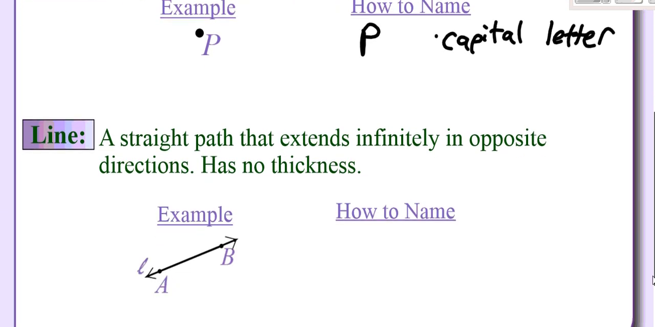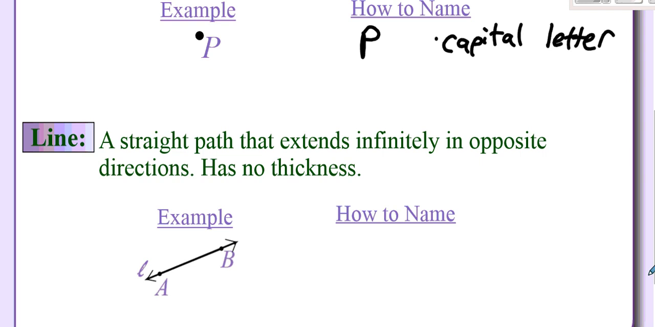A line is a straight path that extends infinitely in opposite directions. It has no thickness. So if you have 2 points, A and B, you can connect them with a straight line. And if it extends infinitely in both directions, that's why we put these arrows on it, that's a line. So you can name it AB using those 2 letters, and you put a little line symbol above it with the arrows on it, because it has arrows. Or you could actually do that in the other direction too. It doesn't matter if you say AB or BA.